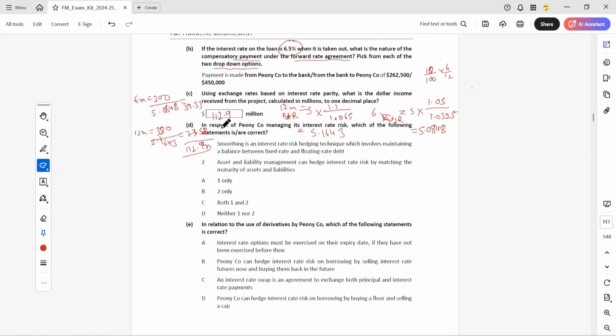Okay, I will try to solve. Okay, no problem. In respect of Peony Company managing interest rate risk, which of the following statements is correct? Smoothing is an interest rate risk hedging technique which involves maintaining a balance between fixed and floating. Yes, this is correct. Asset and liability management can hedge interest rate risk by matching. Yes, this is an example of matching. So both are correct.